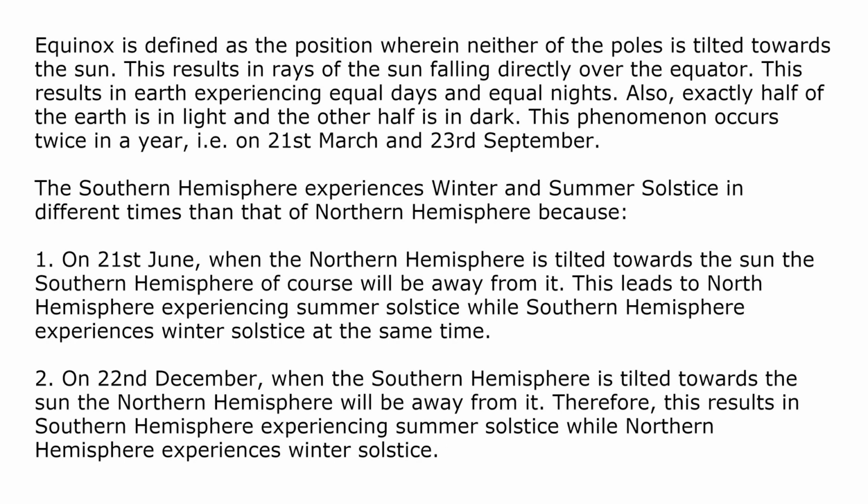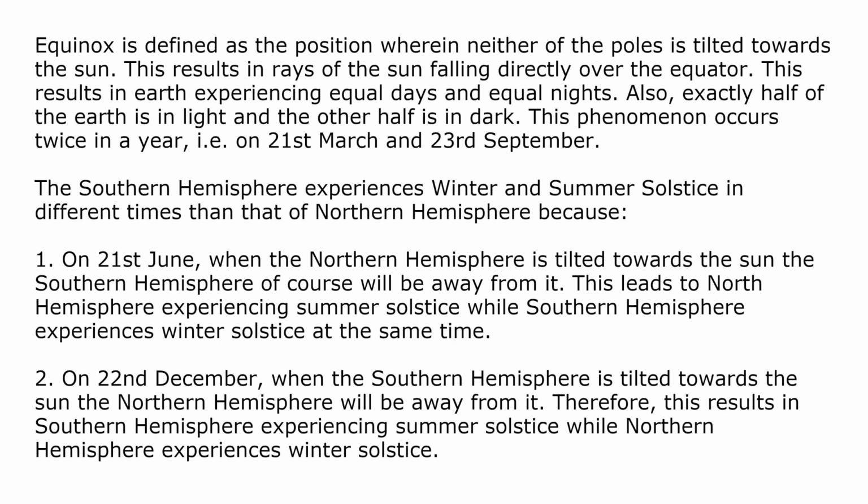This phenomenon occurs twice in a year, i.e. on 21st March and 23rd September. The southern hemisphere experiences winter and summer solstice at different times than the northern hemisphere, because on 21st June, when the northern hemisphere is tilted towards the sun, the southern hemisphere of course will be away from it. This leads to the northern hemisphere experiencing summer solstice, while the southern hemisphere experiences winter solstice at the same time.